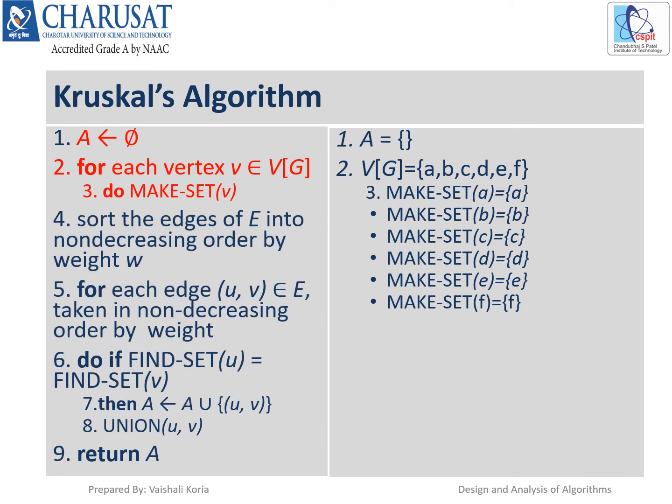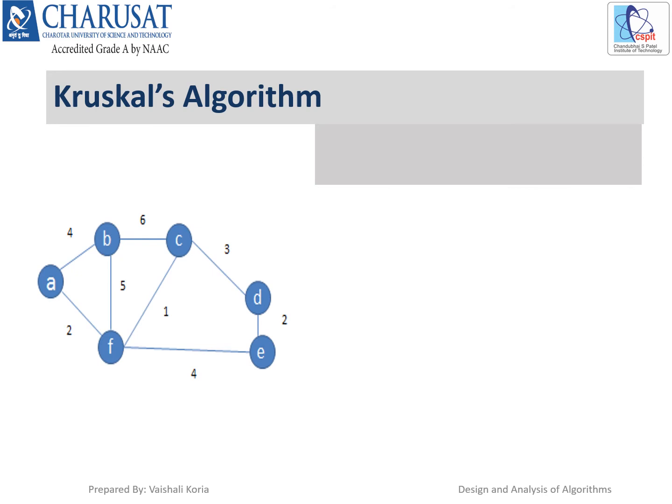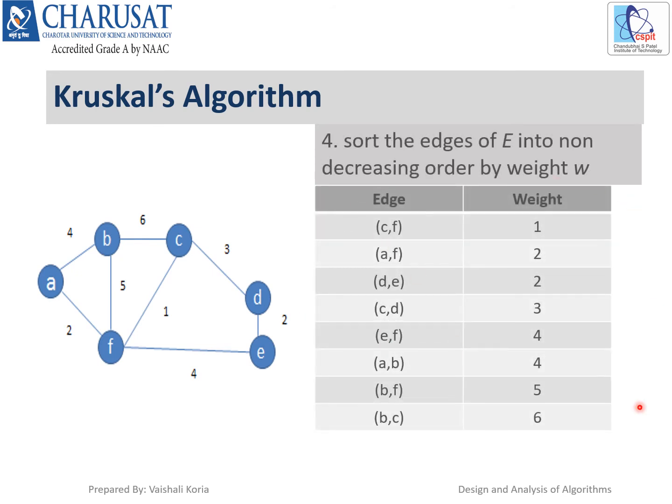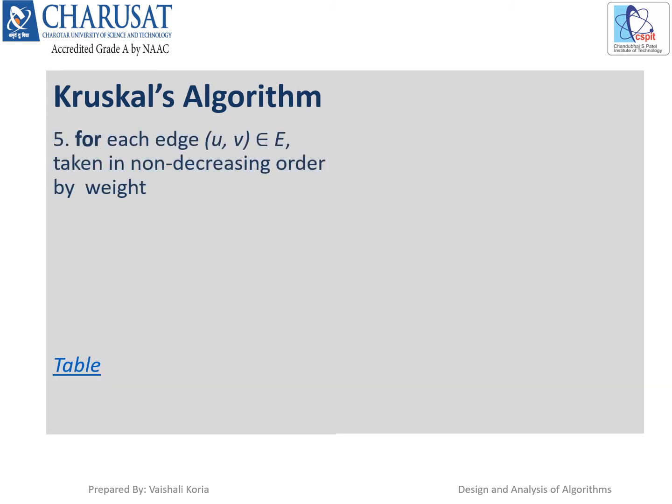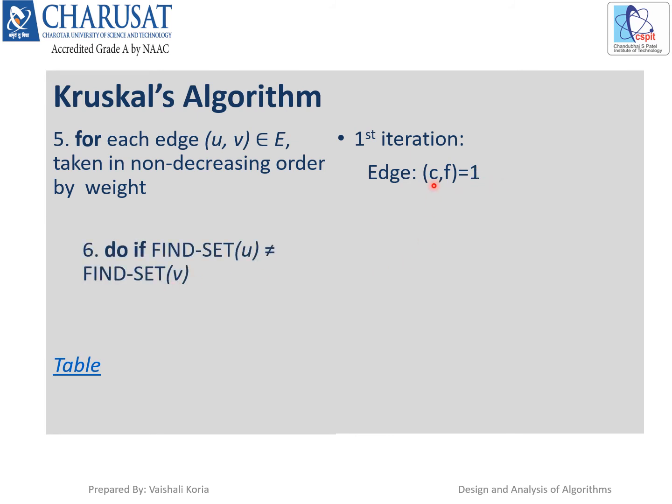Now from the fourth step, we first have to arrange the edges into non-decreasing order. So in the fourth step, we are writing this table where all the edges are written in increasing order. Now, in the fifth step, we have to check the edges of the graph. So first we will take the edge CF with the least weight, 1. Now we will find out which sets the two vertices of this edge belong to. So the set of C is C and the set of F is F.